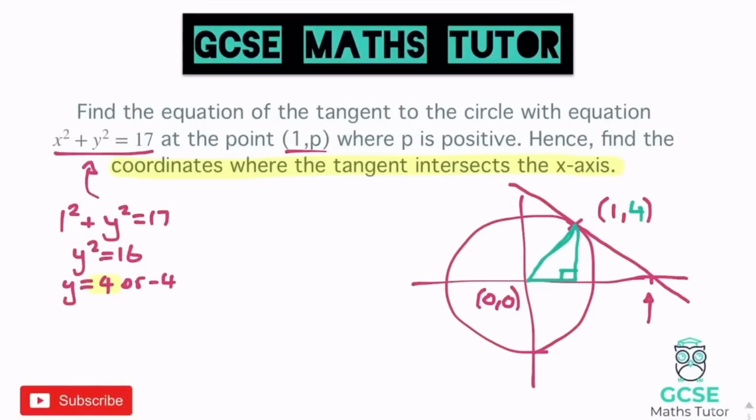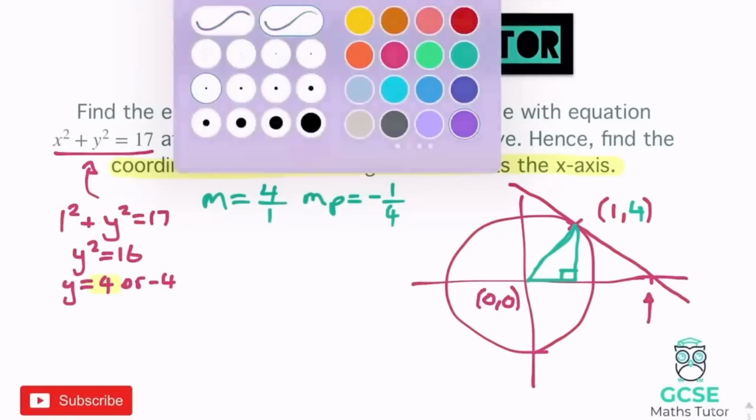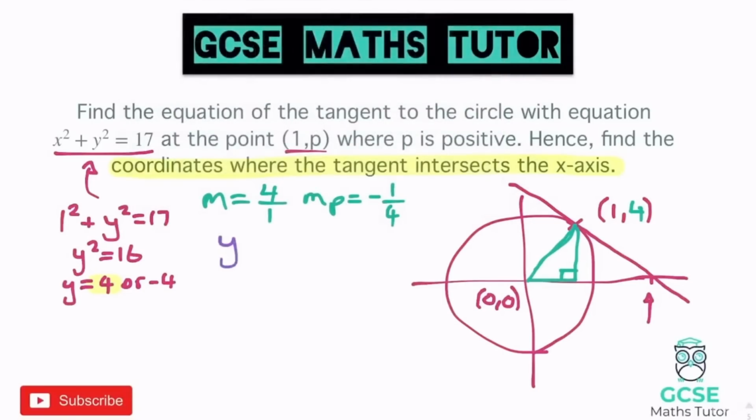So following our normal steps, let's find the gradient. So the gradient is from (0, 0) to (1, 4), so that's going to be 4 as our change in y over 1, which is just 4, and our perpendicular gradient, negative reciprocal, minus 1/4. There we go, now we can plug that into our line equation. So y equals minus 1/4 x plus c.